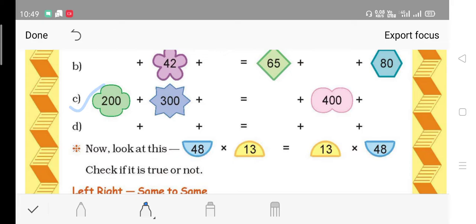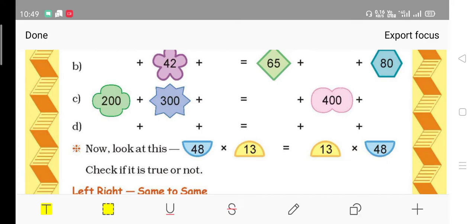This happens not only in addition, it goes also with multiplication. You multiply 48 with 13 or you multiply 13 with 48, the answer will remain equal. Okay, so this is what this type of pattern teaches us. Whatever missing contents are there, we are going to fill them in. Now let's move ahead.